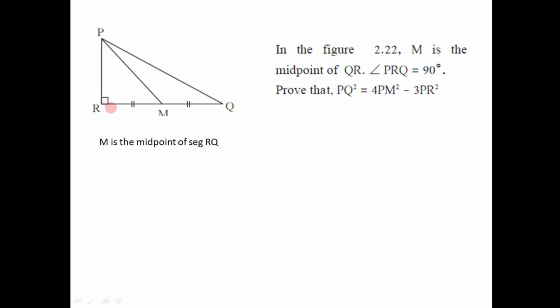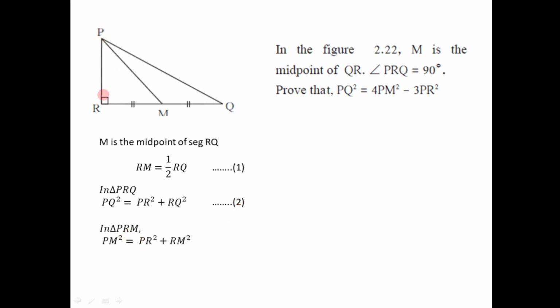Now we'll start with the given. Point M is the midpoint of segment RQ. So if M is the midpoint of segment RQ, we have the length of RM, which is half of RQ. Because M is a midpoint, that's why it makes two equal parts of segment QR. So we have RM is equal to 1/2 into QR. Now we'll call this equation number 1. Now consider triangle PRQ. As it is a right angle triangle, by Pythagoras theorem we can write hypotenuse square is equal to side 1 square plus side 2 square, that is PQ square, as PQ is the hypotenuse over here, is equal to PR square plus RQ square. We'll call this equation number 2.